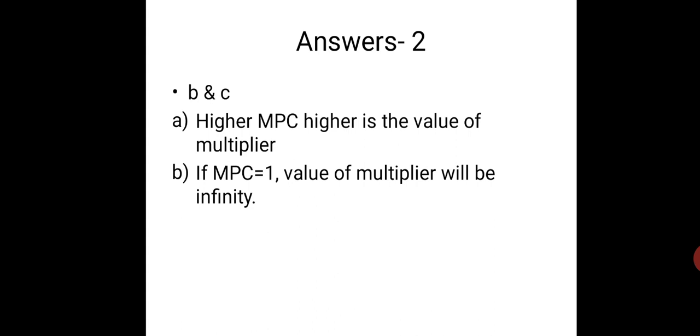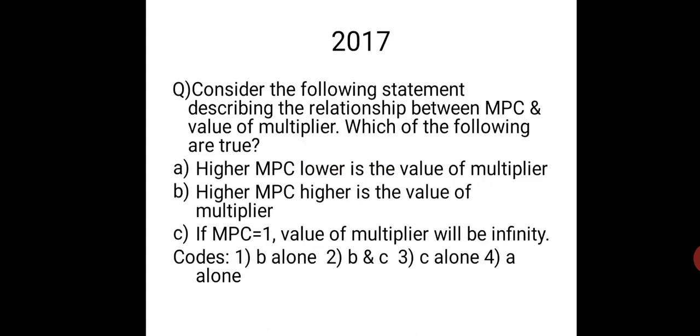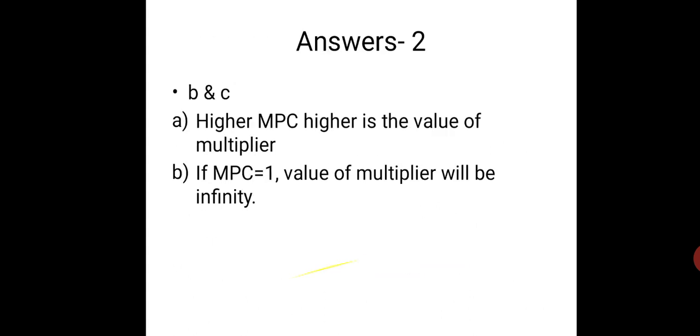So MPC, consumption is more. When you have the propensity to consume more, then the effect of multiplier will also be high. Okay, and option C is also correct. Option 1 is wrong. Okay, so the code here is B and C is the answer, which is 2.